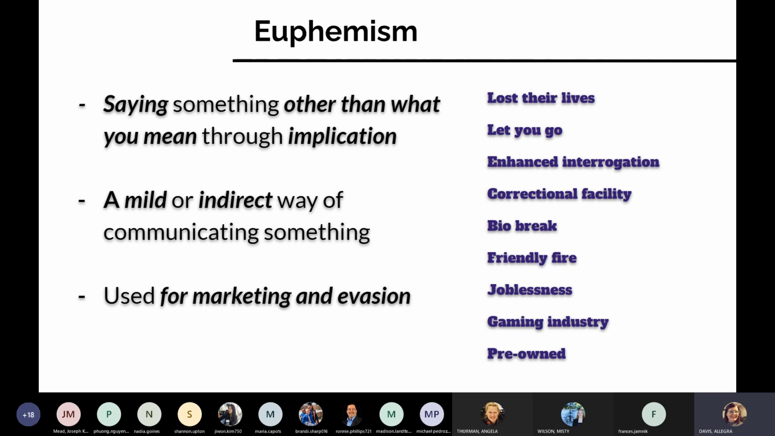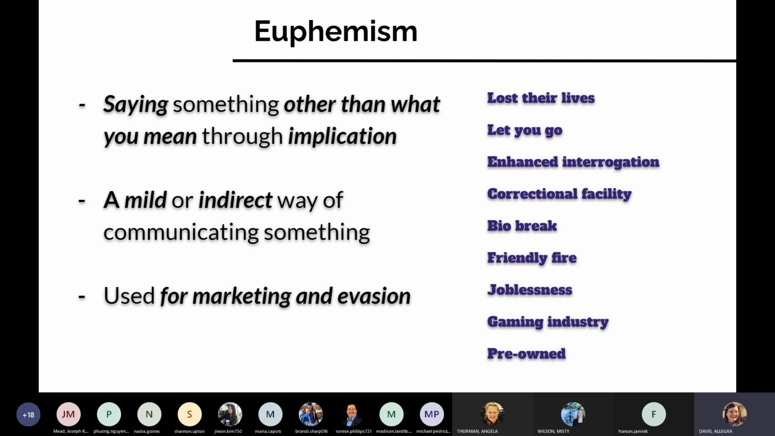So if I say, for instance, we need a bio break in a meeting, I'm trying to be polite and not say I have to go to the bathroom, right? If I say someone passed away, I'm trying to be more sensitive and not use the harsher terms. I say "let you go" all the time. It really means I want to go, but I always say, well, I'm going to let you go now. That is a polite way of saying I don't want to talk to you anymore. Yeah, exactly. I'll let you get back to what you're doing instead of saying I'm going to go.